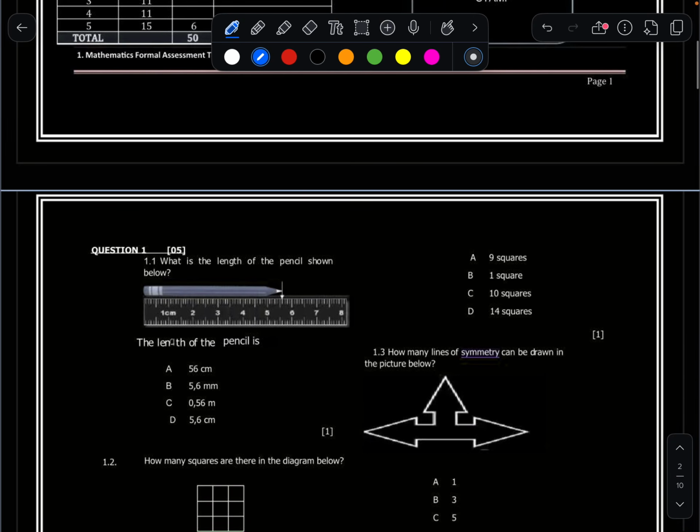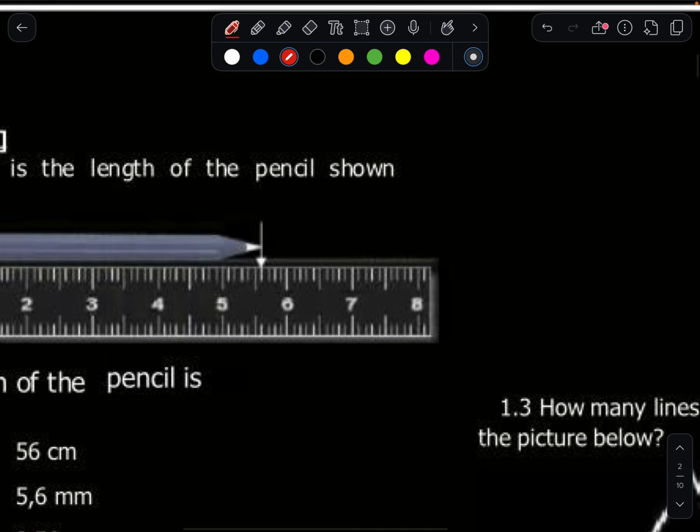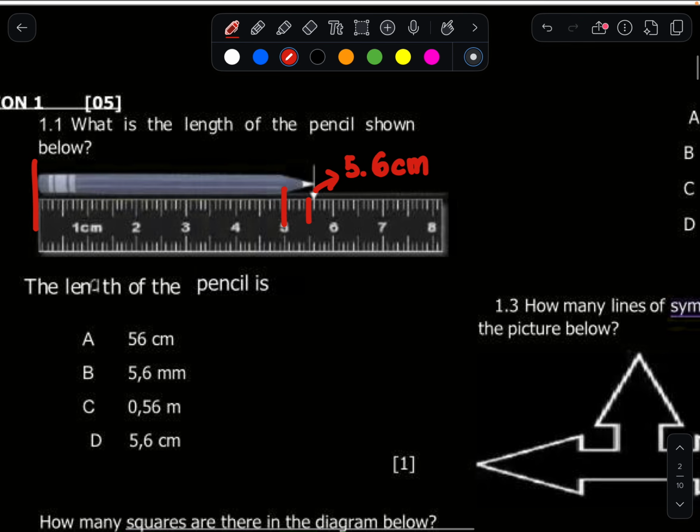So question 1, what is the length of the pencil shown below? So we just check, does it start at 0? Yes, it does. And where does it end? It ends at, so this is 5 centimeters. Here it is, 5.5 is there. So that is 5.6 centimeters, which is the D option.